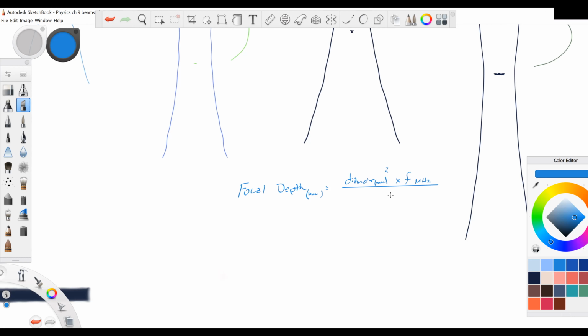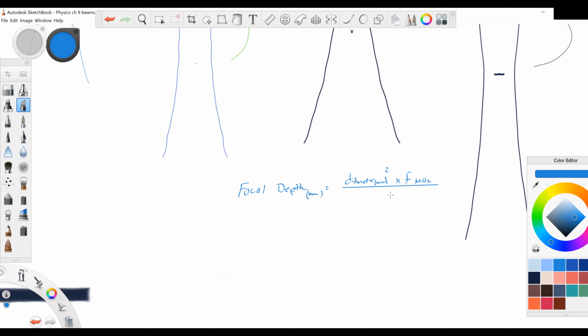Diameter squared, once again, when something is squared, it kind of has more meaning. So that diameter, change in diameter makes a bigger difference than the change in frequency. And does this make sense? Hold on. Let's see everything at once here. Focal depth. Okay, so if we increase the diameter, we increase the focal depth, and yes, that works there.